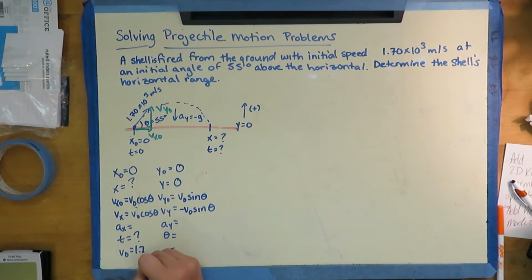So the speed at the start is 1.70 times 10 to the third meters per second. And that's the same speed it is right here at the bottom, 1.70 times 10 to the third meters per second. So that's kind of cool.